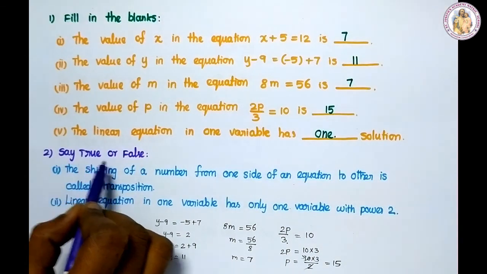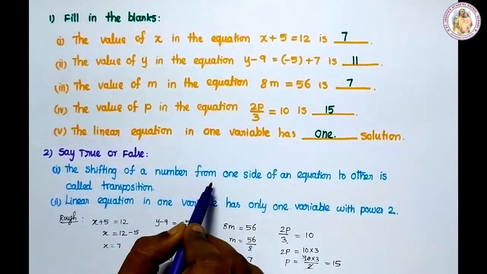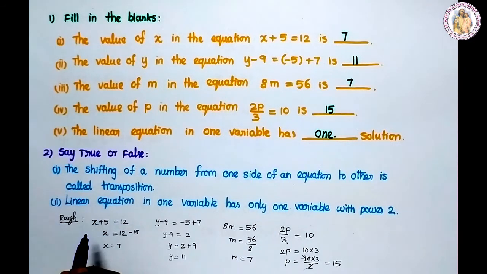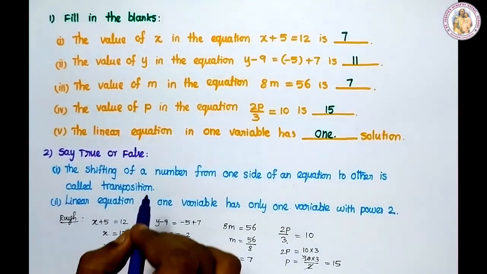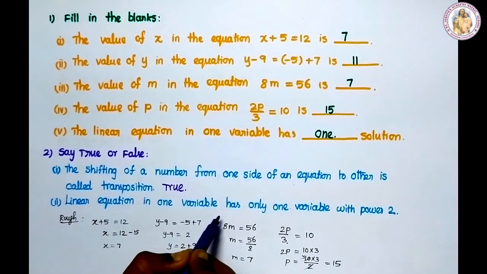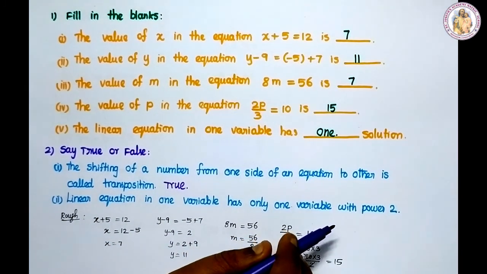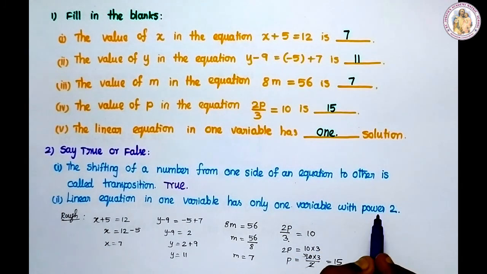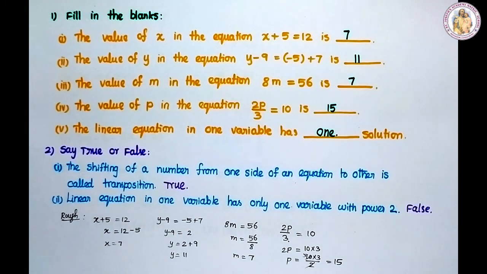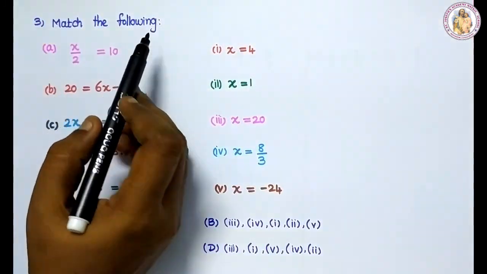Second sum, say true or false. The shifting of a number from one side of an equation to the other is called transposition. Listen here: from this side plus 5 becomes minus 5. Bring this side, it becomes minus 5. That is transposition. Yes, it is true. Linear equation in one variable has only one variable with power 2. No, power 1. So that is a false statement. That is the answer.